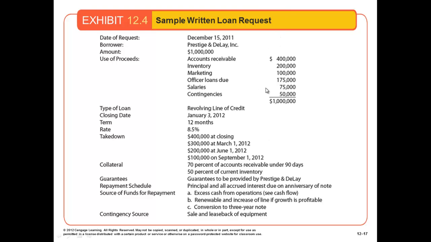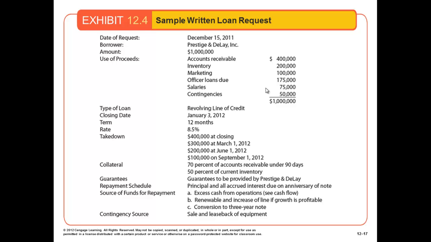It's a revolving line of credit, which means it's short term. It'll be paid back every month, 2 months, and then it'll be recycled again. So on January 3rd is the closing date. The term is for 12 months, so this is all short term. Rate's 8.5%, so I have to pay the interest as I go. And so then I'll take it down.